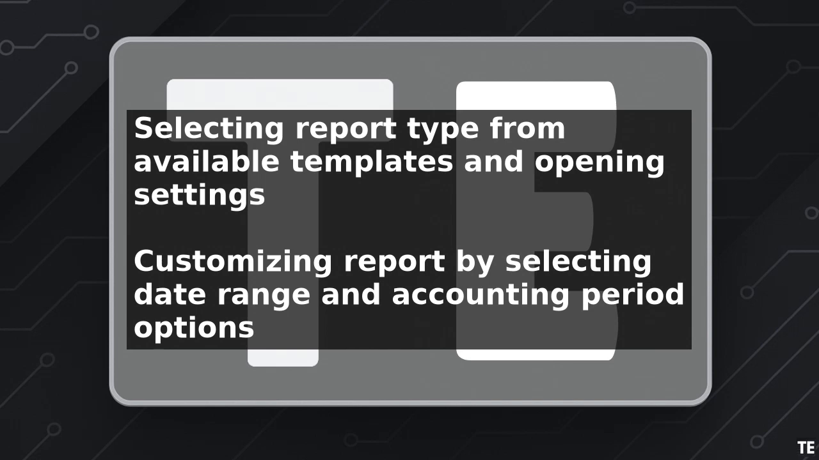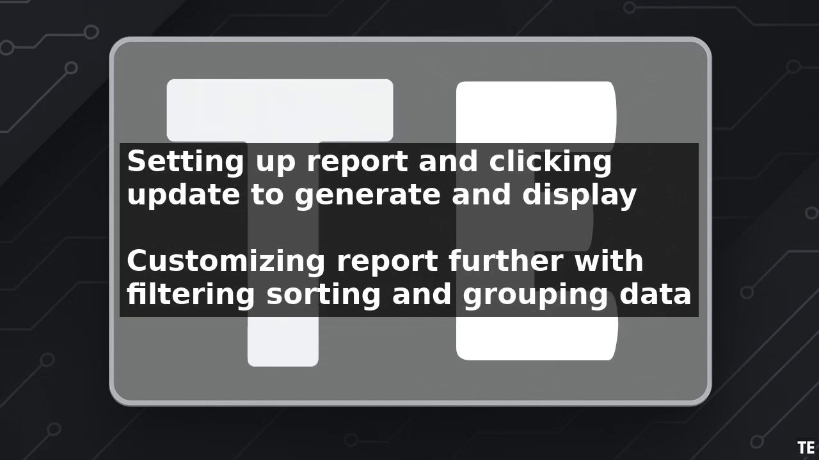You can also select the level of detail you want to include in the report, such as summary or detailed data. Once you have set up your report, click the Update button to generate the report. Xero will then display the report in a format that is easy to read and understand. You can further customize the report by using the various options available, such as filtering, sorting, and grouping data.